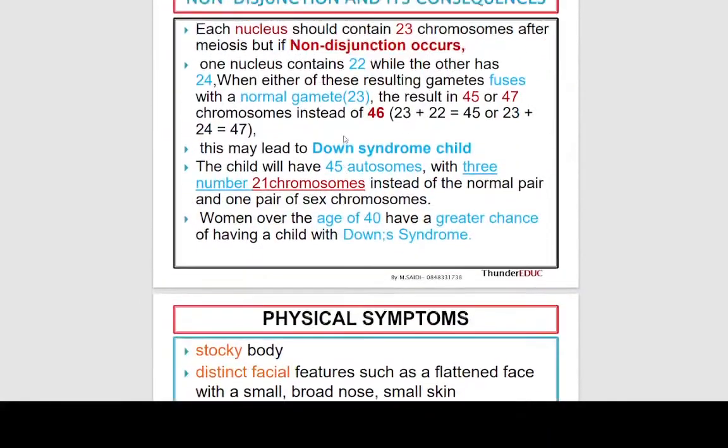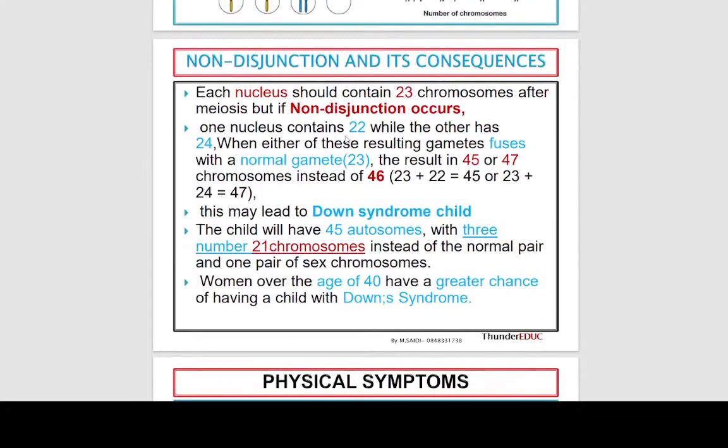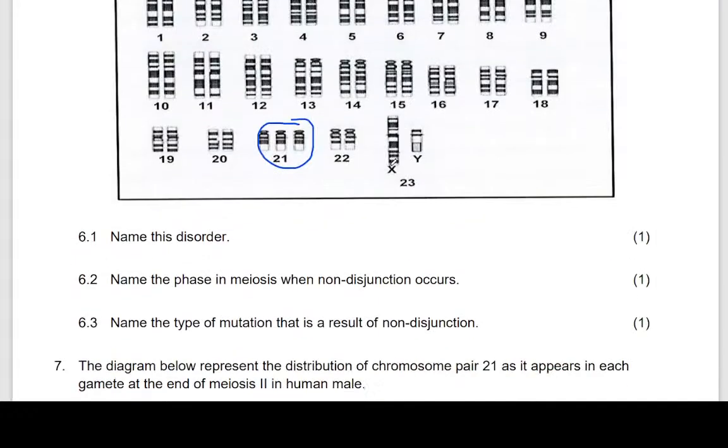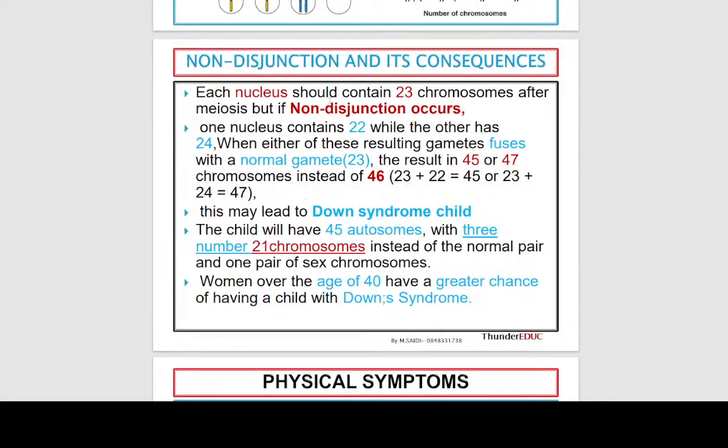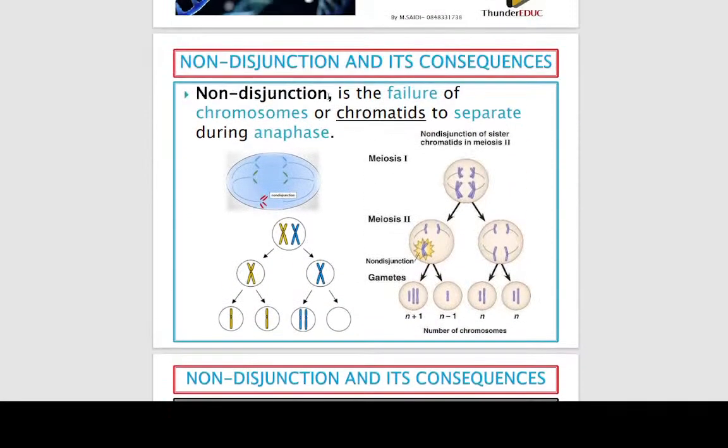I'm supposed to explain for you, but let me just show you how this Down syndrome is being brought about. There we go. Non-disjunction is here. Okay, let's see. What are they saying? Name the phase in meiosis in which non-disjunction occurs. Non-disjunction is the failure of the chromosome or chromatid to separate during anaphase. So non-disjunction occurs during anaphase.